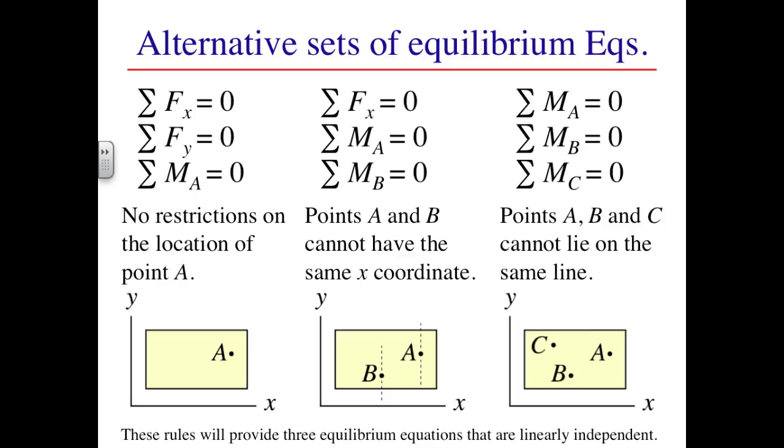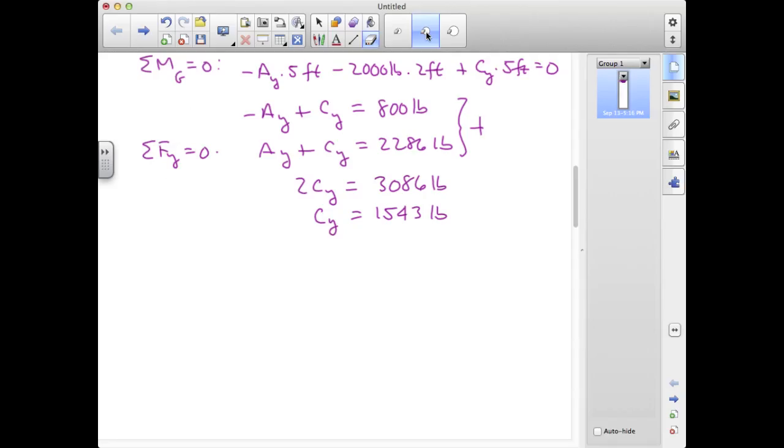An alternative to this is to write two moment equations and one force equation, as long as the 2 points for taking moments have different x-coordinates. This isn't so much introducing something new as it is rearranging the set of equilibrium equations in different linear combinations. To illustrate, let's go back to our previous example for just a second. I'm going to clean this up just a little bit.